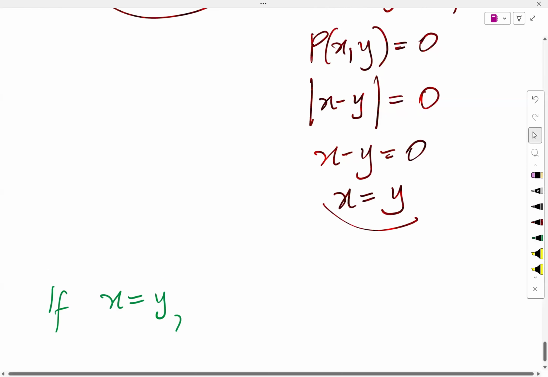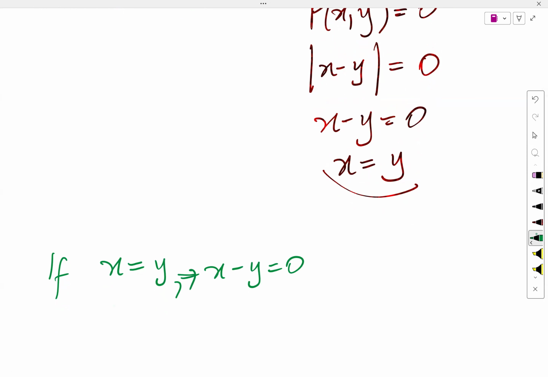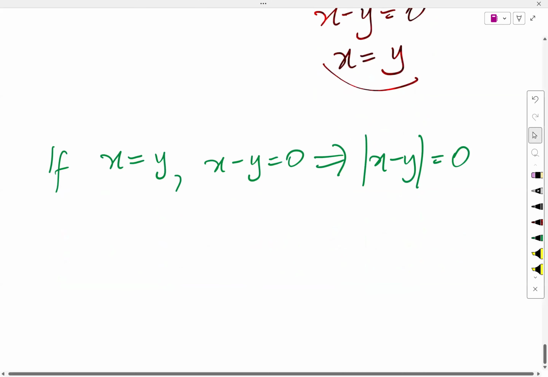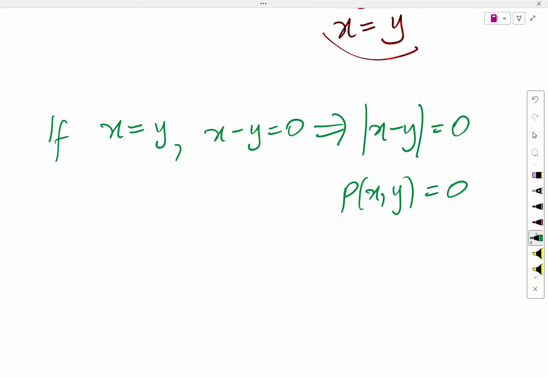So if x is equal to y, that simply means that x minus y is equal to 0. And this implies that the absolute value of x minus y is also equal to 0. That means that P of x comma y is equal to 0. And if P of x comma y is equal to 0, what does that tell us?